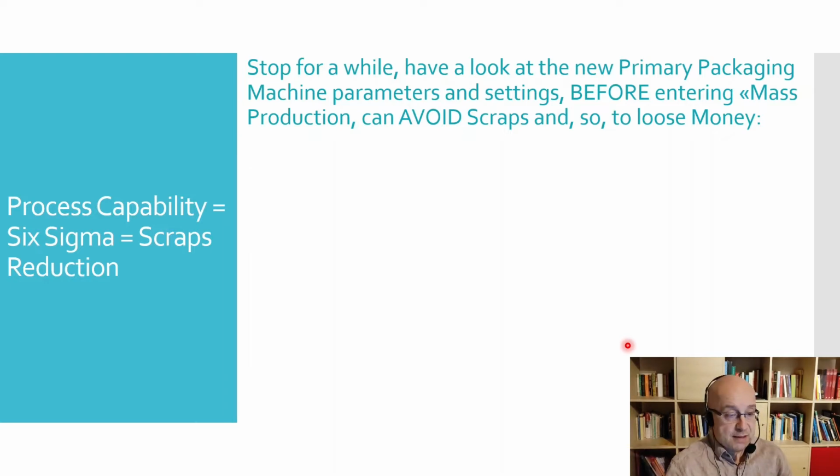Then try to adjust these parameters and settings, run again a pilot run, take a few samples again from this pilot run and recalculate the Cpk and Ppk indexes. We should expect that the new Ppk and Cpk values are higher than the previous ones, probably at the target of 1.33. And at that point, we can enter mass production. Because if we don't do it this way, we will have scraps, and so we will lose money.